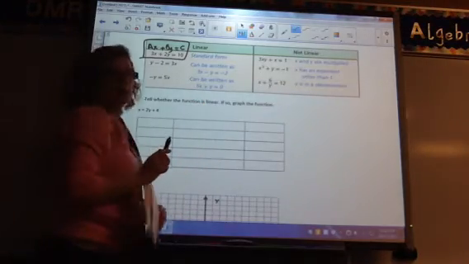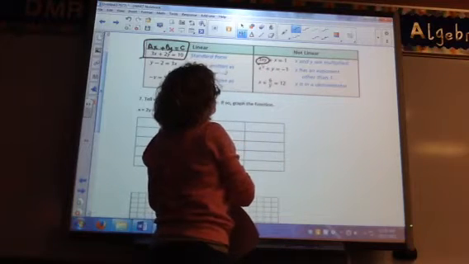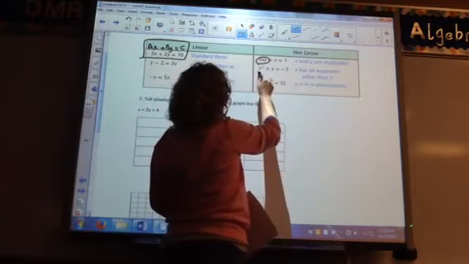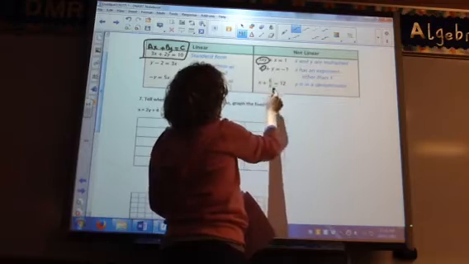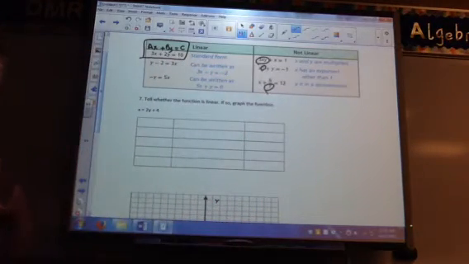Okay, here are examples when it's not. You cannot multiply your x and your y together. You cannot have an exponent of 3, and you cannot have a denominator with your x or your y. Okay, so tell whether the function is linear. If so, graph the function.